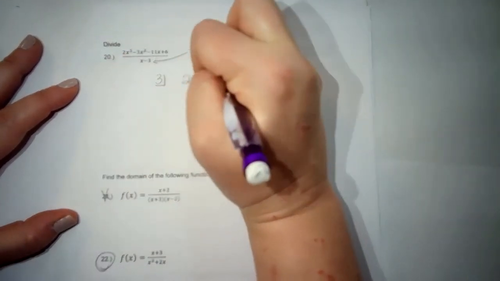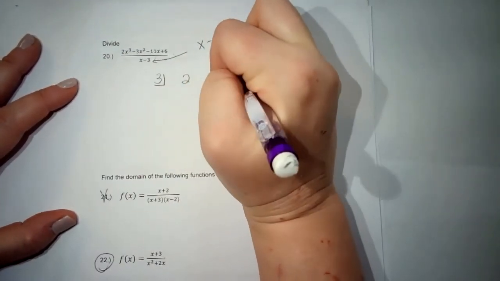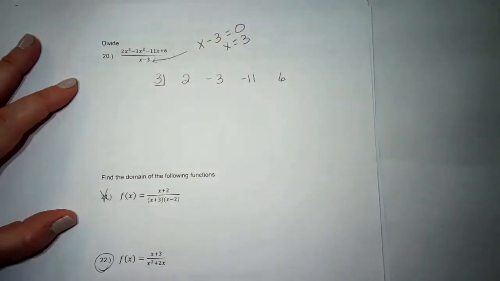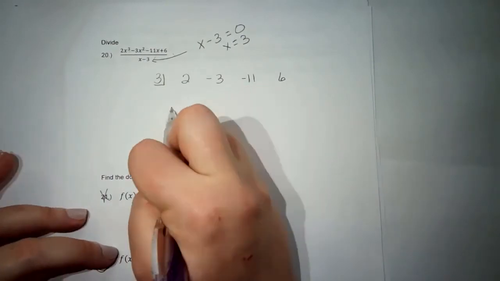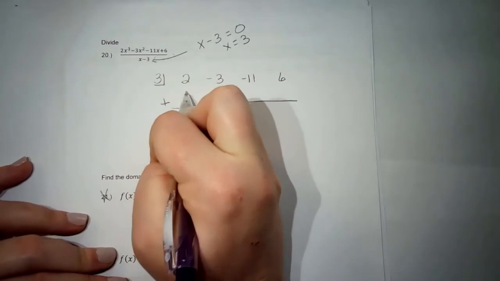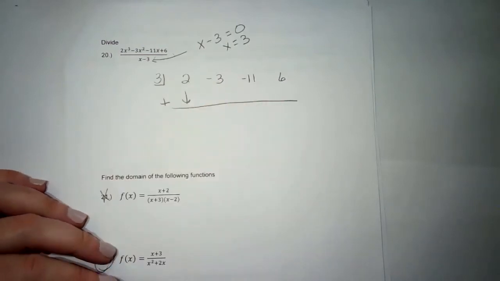How do you know it's 3? Because what you're really doing is setting that denominator equal to 0 and solving for x. And whatever x equals is going to go in that line. You can think of it as the opposite sign, but that's what's really happening. Okay, then we're going to leave a space, we're going to add, and we're going to bring the first guy down.